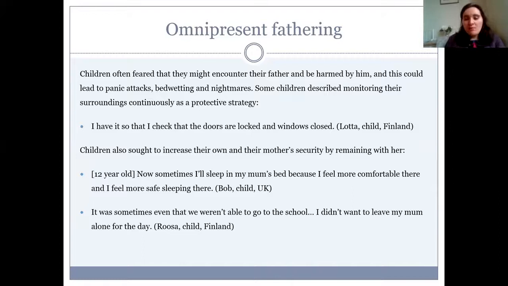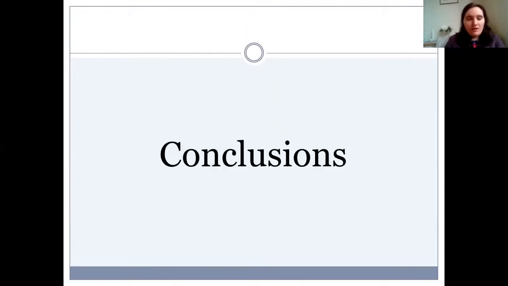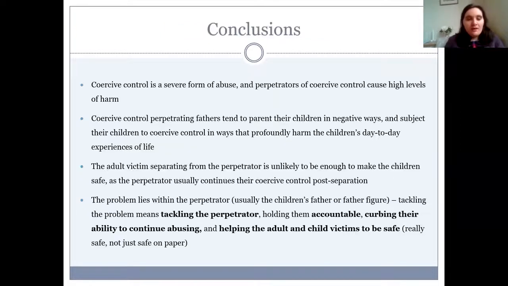"Now sometimes I'll sleep in my mum's bed because I feel more comfortable there and I feel more safe sleeping there. It was sometimes even that we weren't able to go to school. I didn't want to leave my mum alone for the day." And children described terror that they might encounter their father in the community, and that they described things like panic attacks, bedwetting, and nightmares.